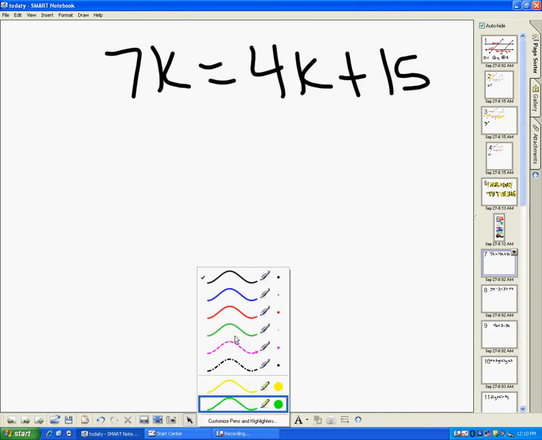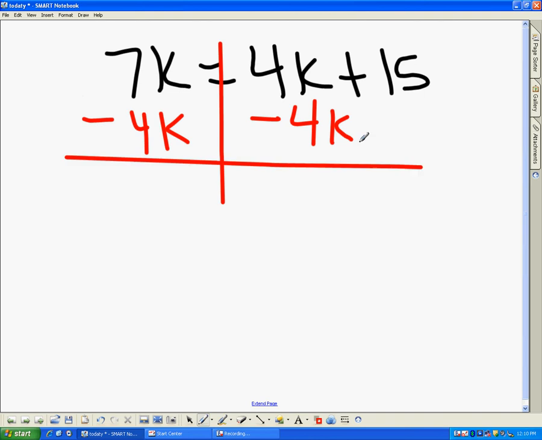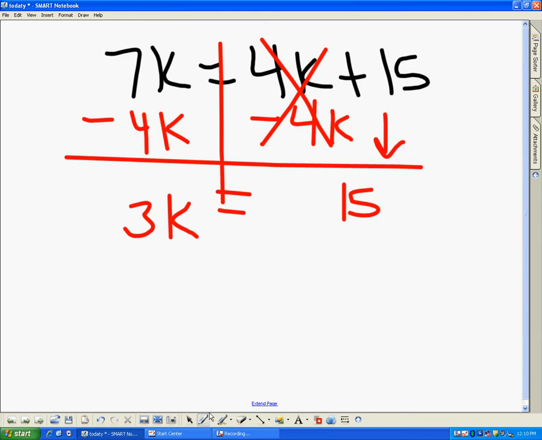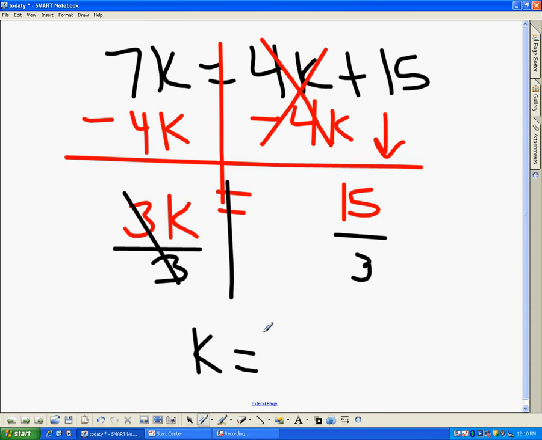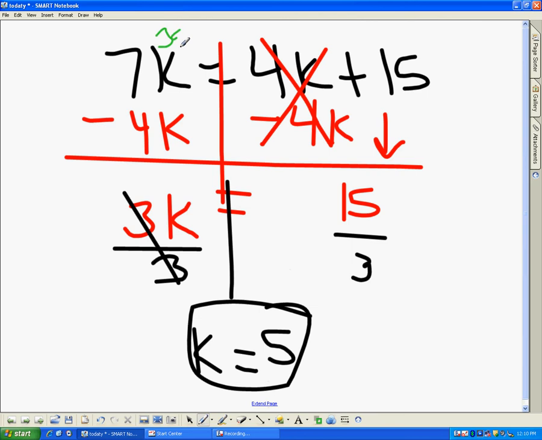So here I am going to subtract 4k from both sides. And when I do that, these cancel out, leaving me with 15 on the right is equal to 7k minus 4k, which is 3k. So now to solve this equation, I'm going to divide both sides by 3, and I end up with k is equal to 5 as my solution to this equation. And I know I'm right because 7 times 5 is 35, 4 times 5 is 20, 20 plus 15 is 35. So since I have the same thing on both sides, I know that I did this correctly.